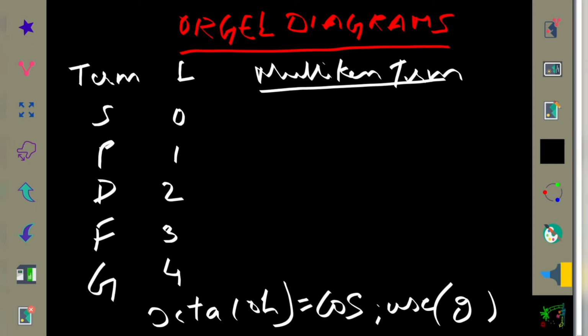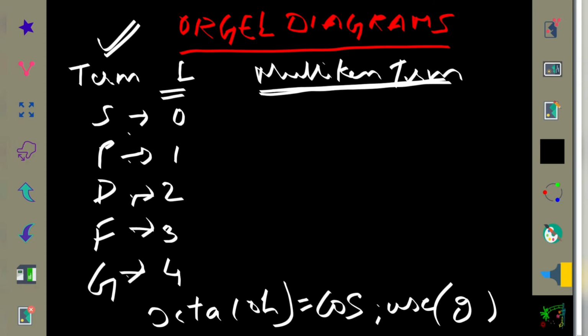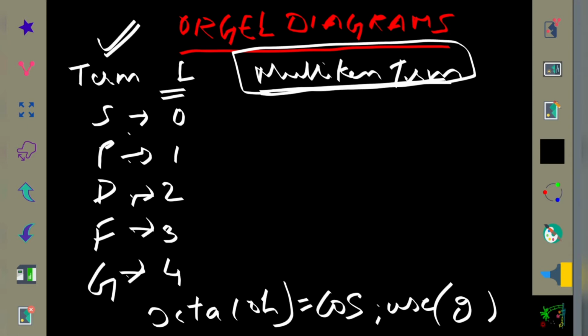Before drawing an Orgel diagram, we should know about the Mulliken terms. We have different states like S, P, D, F and G, for example, and correspondingly the angular momentum, that is the capital L value, for these will be 0, 1, for D it is 2, for F it is 3 and for G it is 4. For this you can go to the previous playlist and learn from there. So let's find out what the molecular terms will be for these particular states. For the S state, the molecular term is A1.